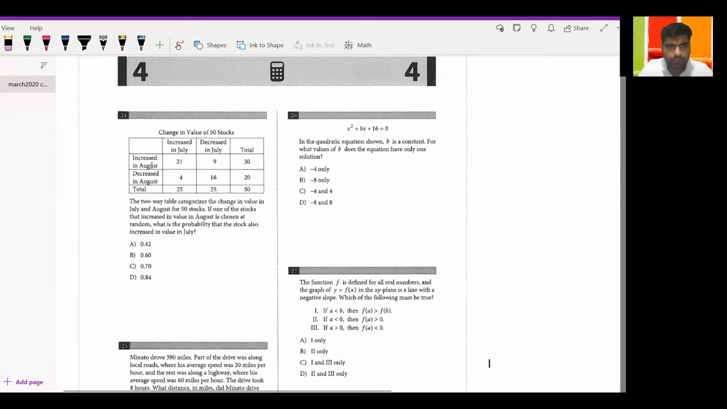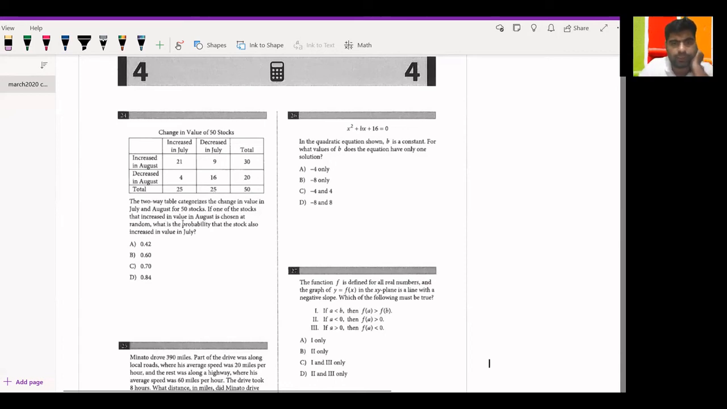So there are August and July. There are some stocks that increased in July and increased in August, that is 21. Increased in July but decreased in August, 4. Decreased in July and increased in August, 9. Decreased in July, okay, so it's a weird data. I don't care about it.